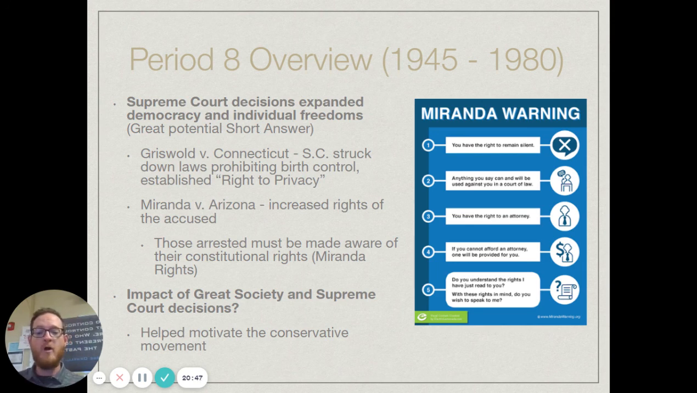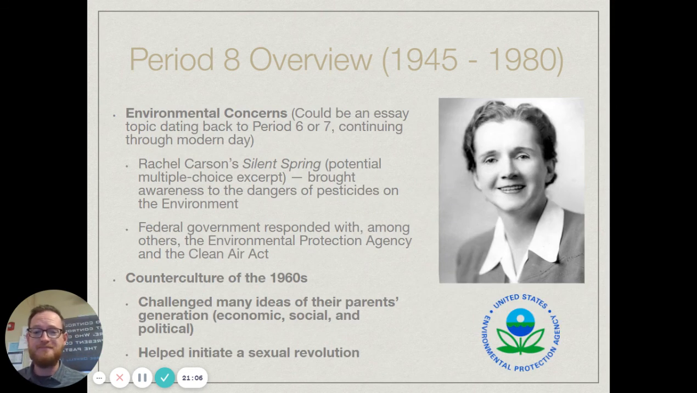All right, so what was the impact of the Great Society and some of these Supreme Court decisions? You're going to see that helps motivate the conservative movement. Again, during this time, you're going to have the Warren Court, which is historically known as a very, very liberal court. And again, the decisions that they make are going to be one of those things that is going to influence the conservative movement. Now, another thing that's going to grow during this time is environmental concerns.